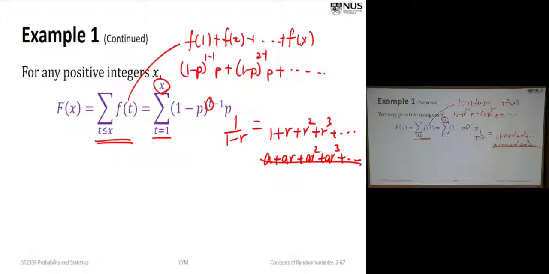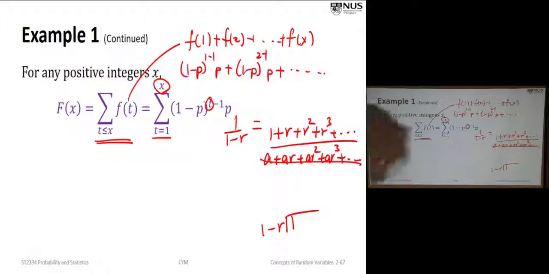If you don't know, you forgot, go and do the divisions. 1 divided by 1 minus r. How to divide it? So go back to check your algebra, how to divide it. So you will get this sequence.